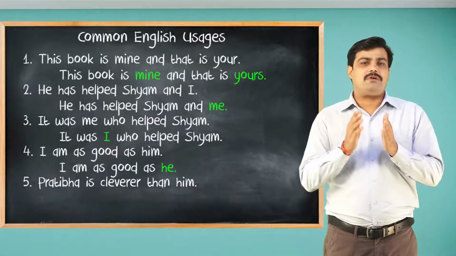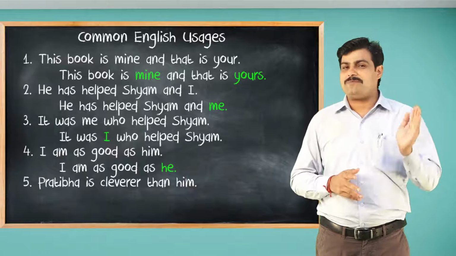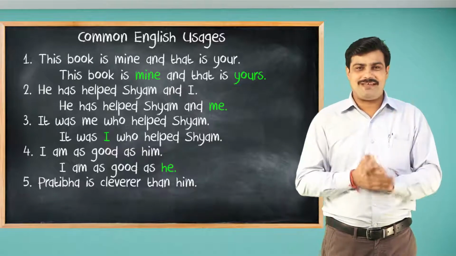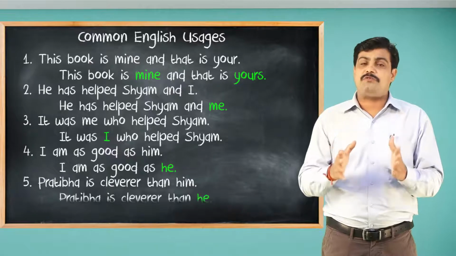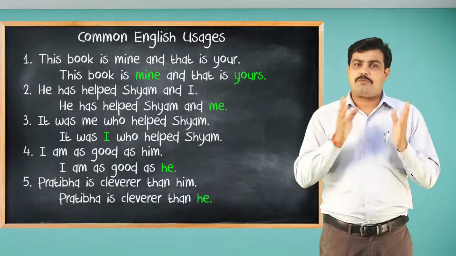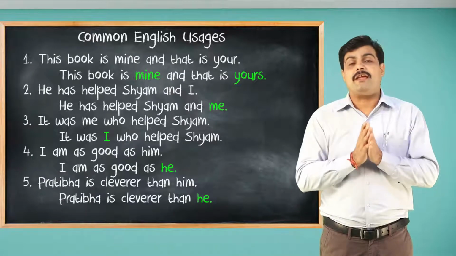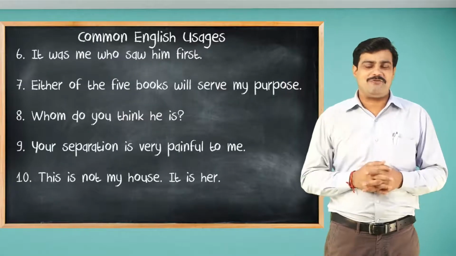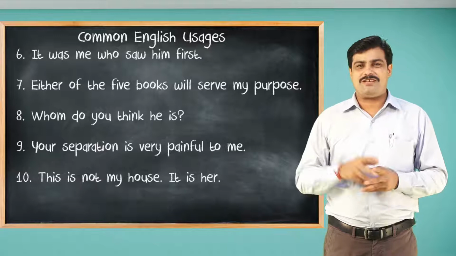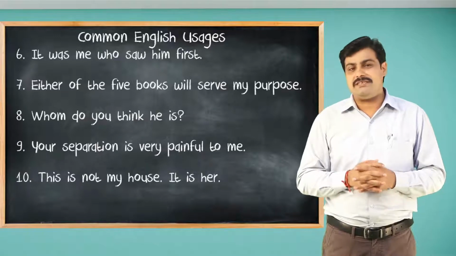Pratibha is clever than him. Now Pratibha is used in subjective case and him is in objective case. We should use both of them in subjective case. So Pratibha is cleverer than he. There are other sentences you can see on the screen. Try to find out the errors in these sentences.